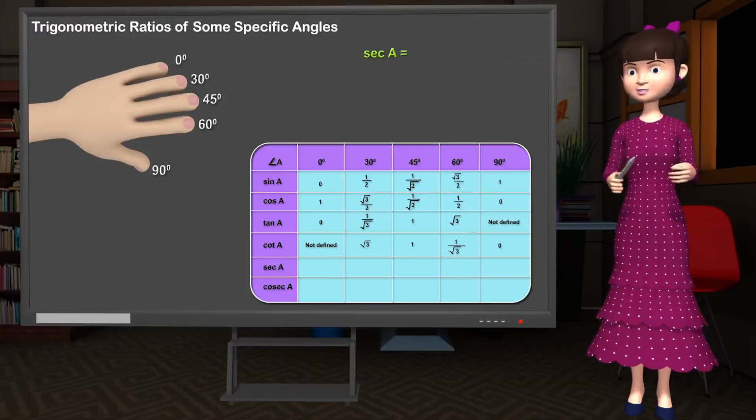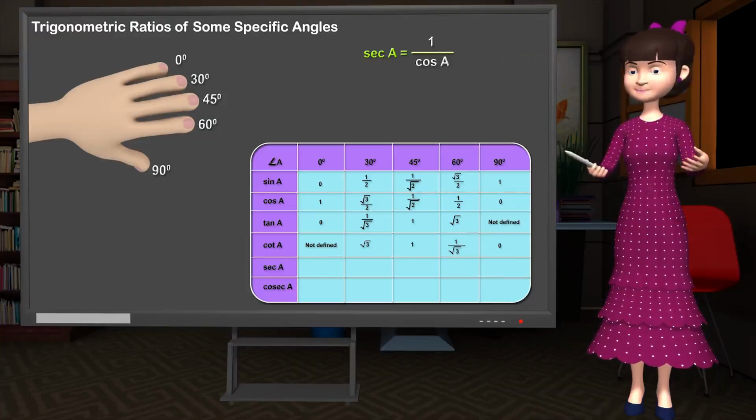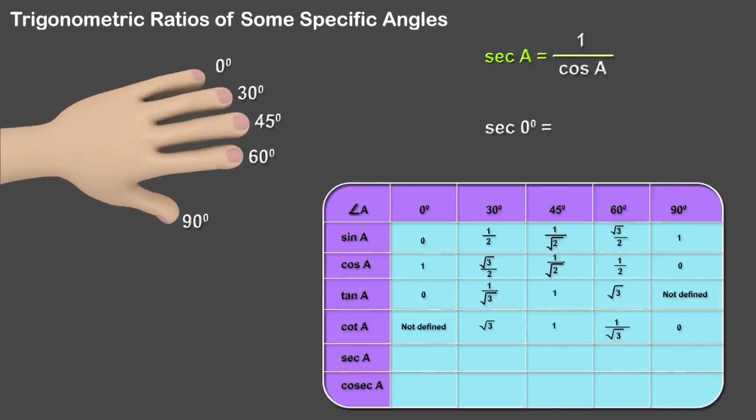The secant values are found by taking the inverse of cos values. So, secant 0 is 1 by cos 0, which is 1. Secant 30 is 1 by cos 30, which is 2 by root 3. Secant 45 is 1 by cos 45, which is root 2. Secant 60 is 1 by cos 60, which is 2. Secant 90 is 1 by cos 90, which is not defined.